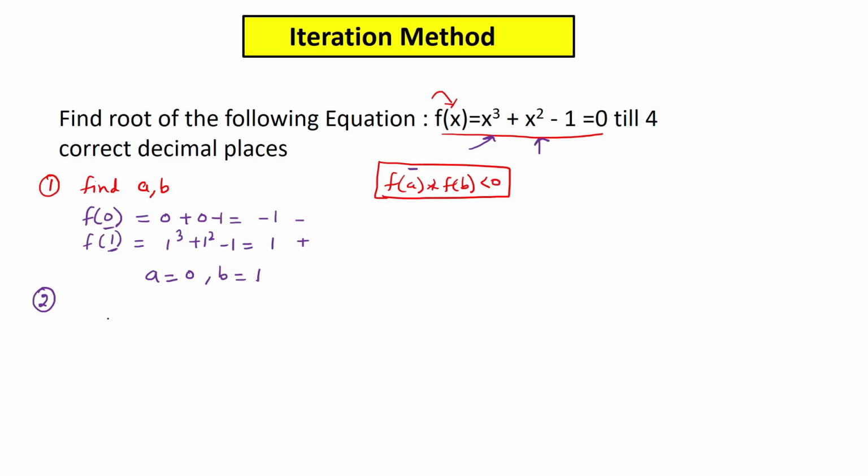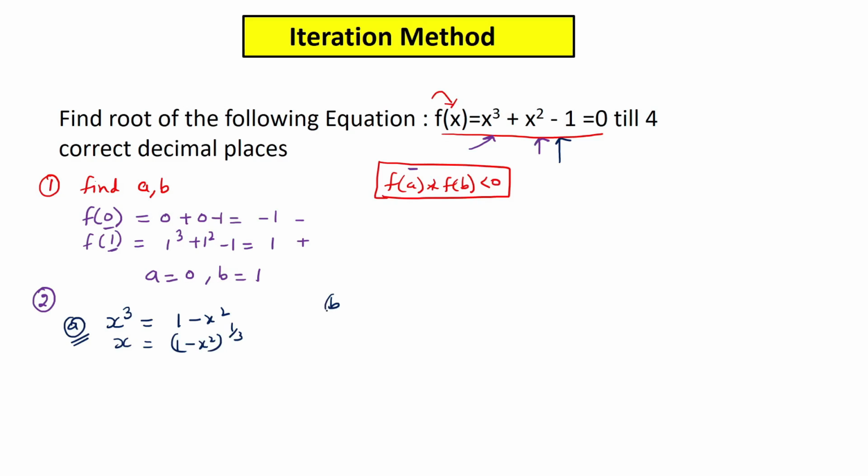So the first way is, I can keep x cube here and then here I will do 1 minus x square. So I have rewritten this equation. Now I can say x equal to (1 minus x square) to the power 1 by 3, right? So this is my first way.